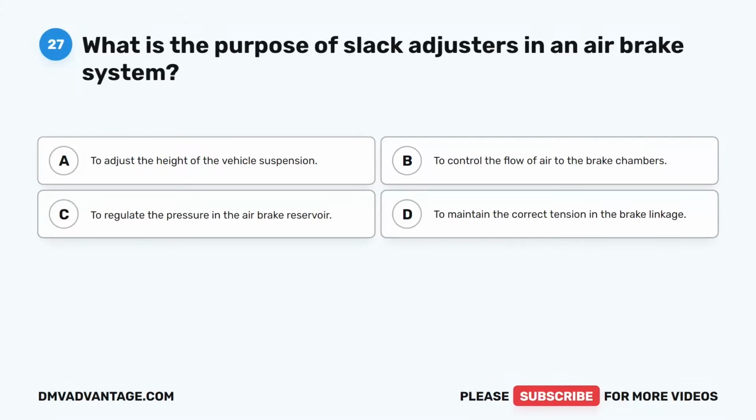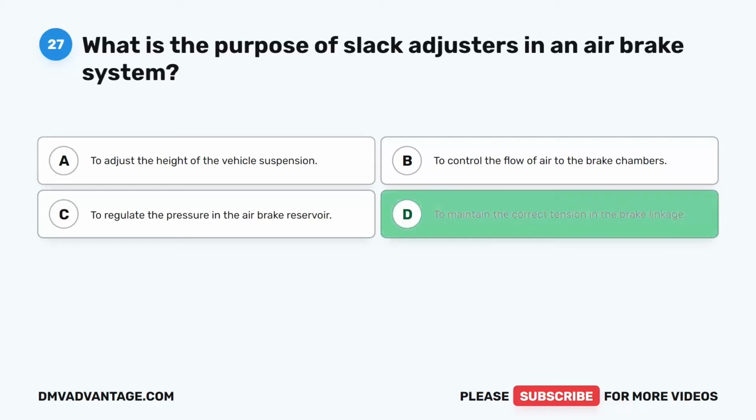Question 27. What is the purpose of slack adjusters in an air brake system? A, to adjust the height of the vehicle suspension. B, to control the flow of air to the brake chambers. C, to regulate the pressure in the air brake reservoir. D, to maintain the correct tension in the brake linkage. The correct answer is D, to maintain the correct tension in the brake linkage.